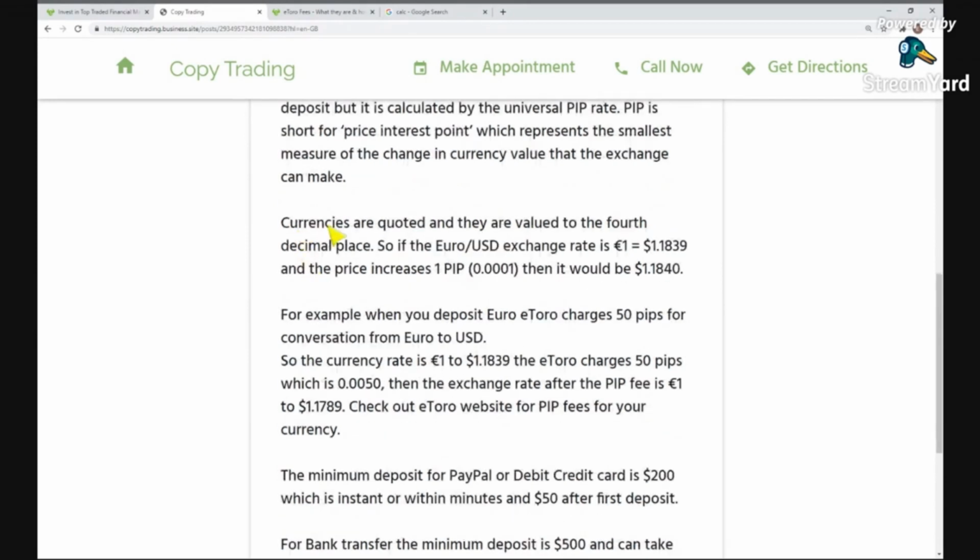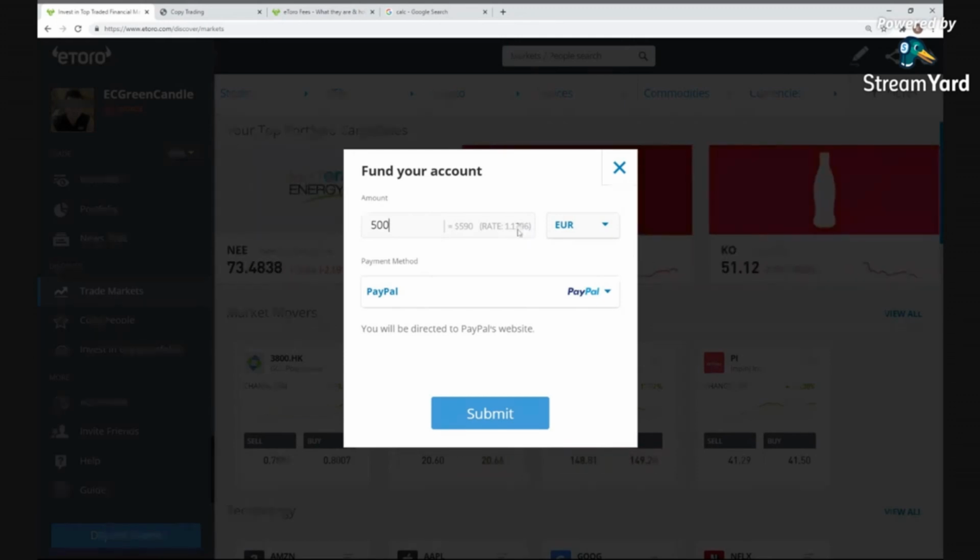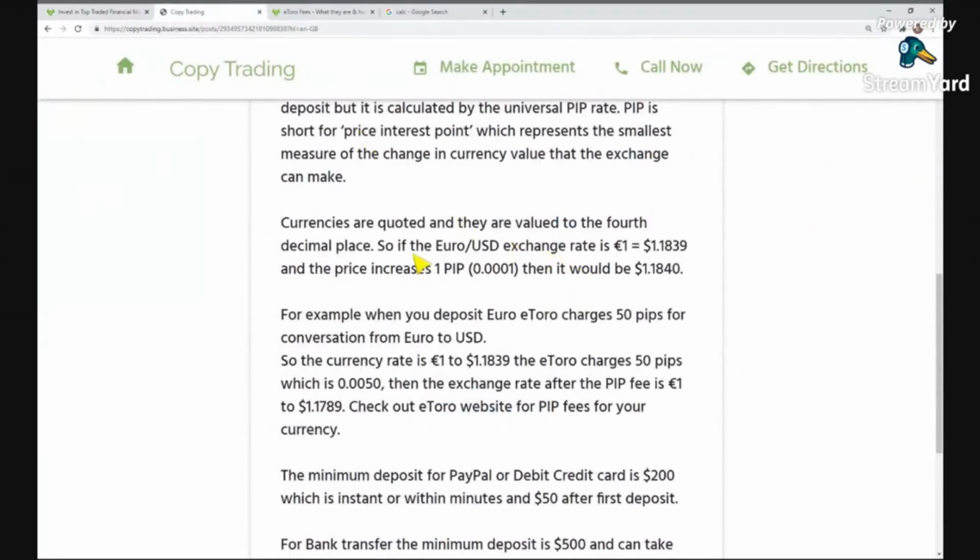can make. Okay, so how it is worked out is currencies are quoted and valued to the 4th decimal place. So if I go back to eToro, you see here there's 1, 2, 3, 4 decimal places. All the time or most of the time, except if it's Japanese, I believe it's done to 2 decimal places, but all other currencies when you're trading them are to 4 decimal places. So you can see there's 4 decimal places there. Okay, so I'm going to explain what the PIP rate is now.